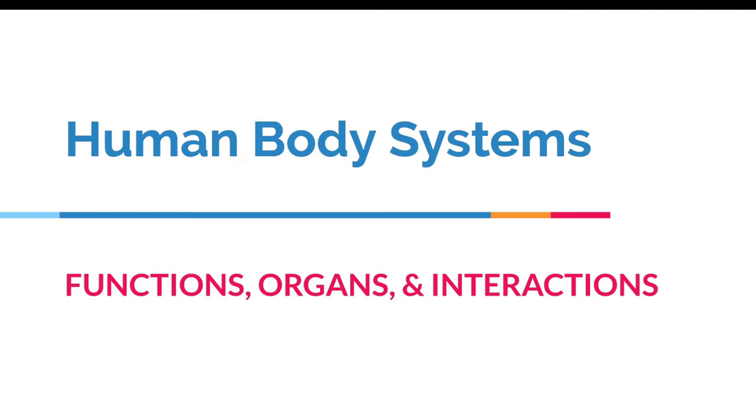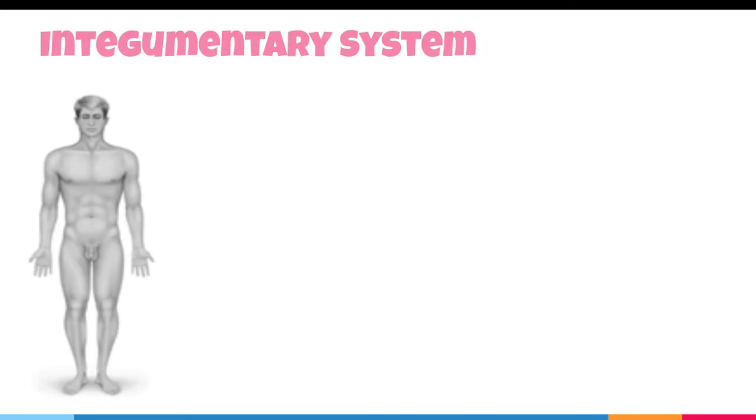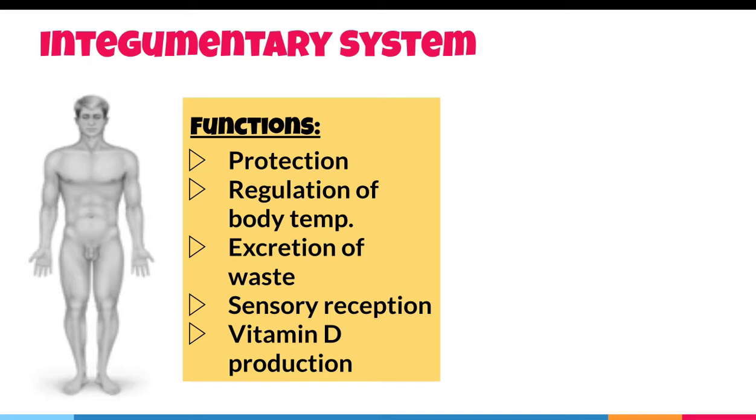And as you go through this, I would like you to add at least 2 interactions to your notes on the body systems review paper. So we're going to start with the integumentary system. The integumentary system has 5 main functions.